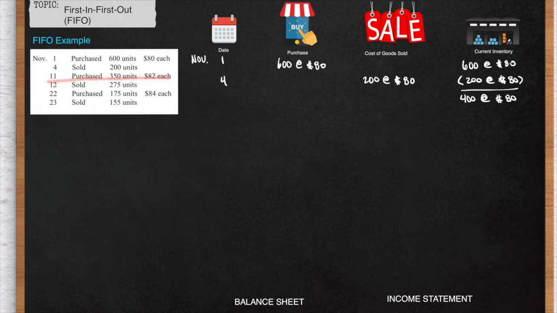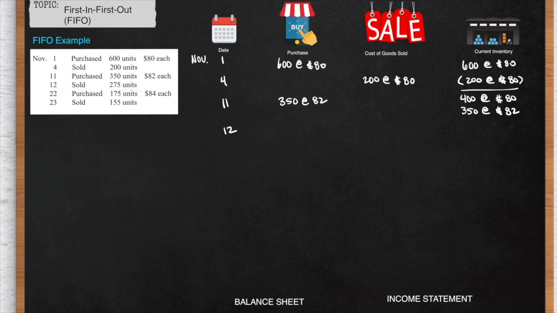All right, on November 11th, we purchased more inventory. And unlike an earlier purchase, the supplier/vendor raised their prices from $80 to $82. So we got 350 more units of inventory, same inventory at $82. I want to update our inventory on the last column, so 350 at $82. So right now, units wise, we have 750 units, but they're valued at different costs. The top is older, the 400, and the newer stuff is the 350 units. This becomes very important, the older and the newer inventory, because this is where FIFO matters.